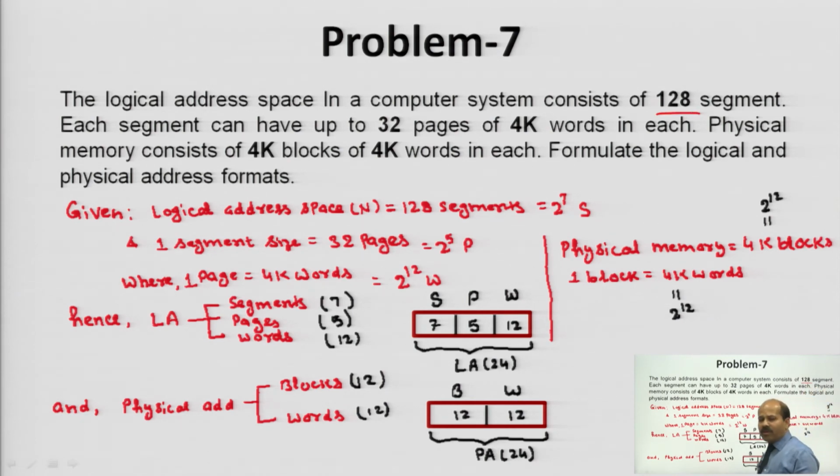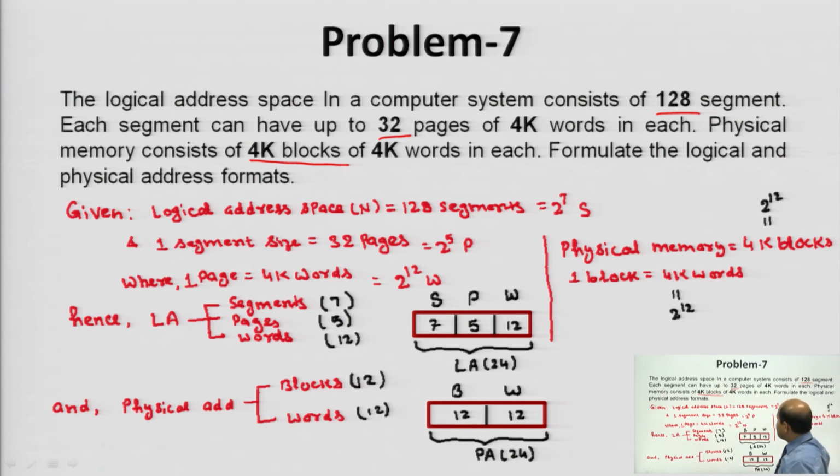It is a problem on memory management hardware, where the virtual memory is converted into a number of segments. There are 128 segments of varying size, and each segment can have up to 32 pages of 4k words each. Physical memory consists of 4k blocks of 4k words each. Obviously, the page size equals the size of a block.